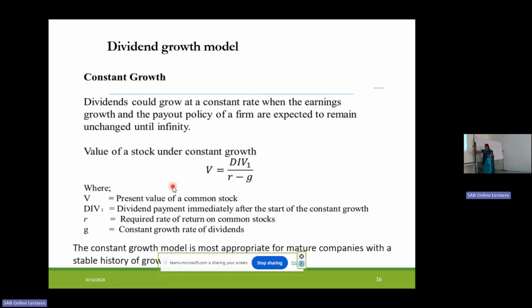Now if you look at this formula, the equation for calculating the value when there is constant growth in dividends, there is D1, the dividend in period 1. This definition is very important because next, with the differential growth rate, we apply this constant growth model again. What is the interpretation of D1? It is the dividend payment immediately after the start of the constant growth. Suppose the constant growth starts today, from today onwards, then D1 means the next period. That is the meaning. Dividend payment immediately after the start of constant growth.